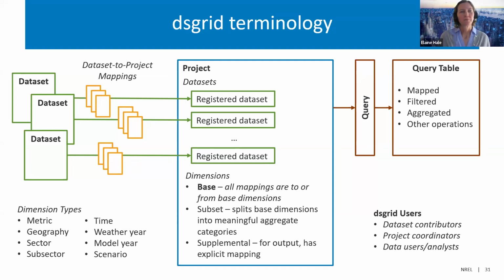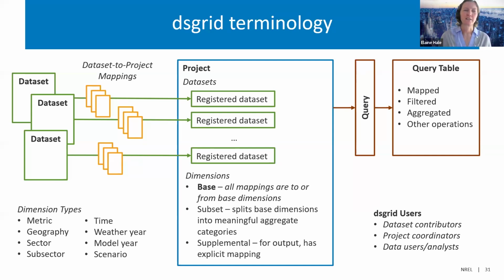So the individual data sets are registered with dsgrid by data set contributors, and then they're submitted to projects with the help of what are called data set to project mappings. Basically, this project has a set of base dimensions that is a specific description of the geographic resolution, the time resolution, the sectoral resolution, all of these different dimension types that are listed in the bottom left corner. All of those are defined at a base level for the project.